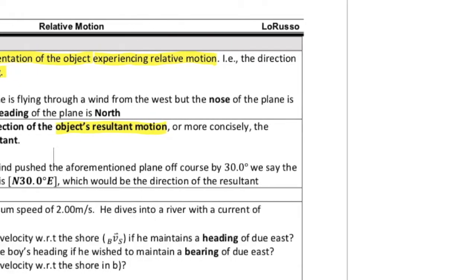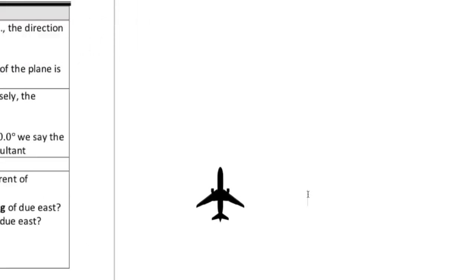So let's do a little analogy here. Here we have a commercial jet, and the commercial jet appears to have a heading of due north because the nose of the plane is pointing straight up. So this vector here would be the plane's velocity with respect to the wind. If there's no wind, the plane will move directly north with respect to the ground. But what if there's a wind?